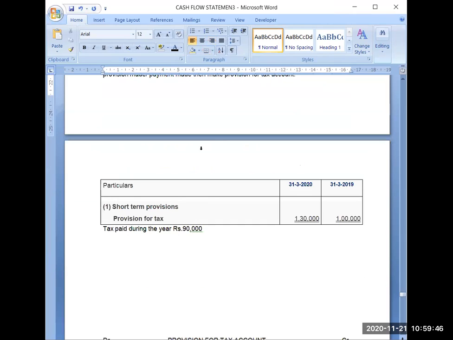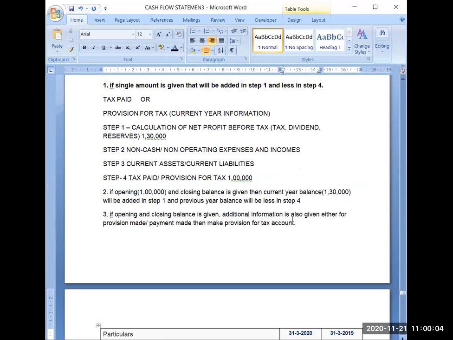So when two informations are given, when the opening and closing balance of provision for tax is given to you in the balance sheet, then this will be treated as tax paid for the year in step 4, and this amount 1,30,000 will be treated as current year provision. So that will be added in step 1 for the purpose of calculating profit before tax. Yes, please. Case second is clear.